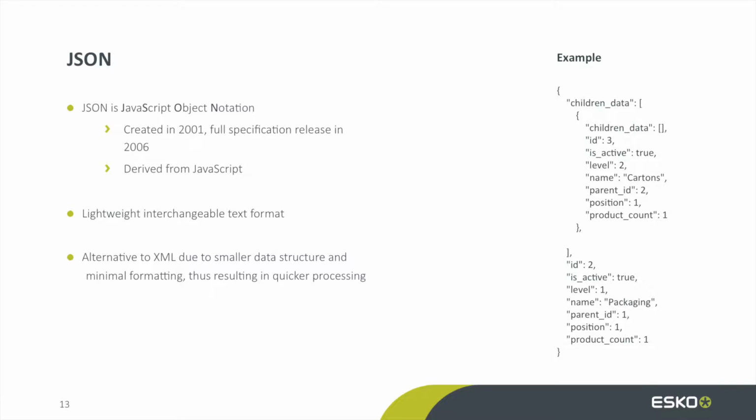So let's just talk a little about what JSON is. JSON is JavaScript Object Notation. It was created back in 2001 with a full release in 2006 of specifications. It's derived from JavaScript and is a lightweight interchangeable text format. It's an alternative being used lately to XML due to a smaller data structure with minimal format and results in quicker processing. And here is an example to the right.